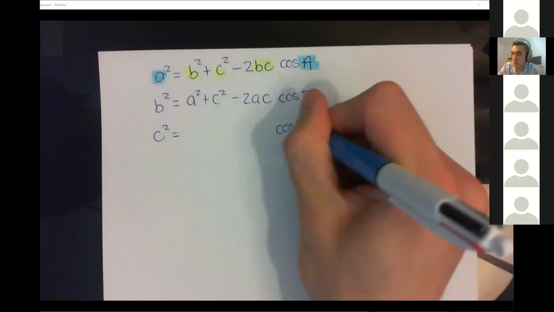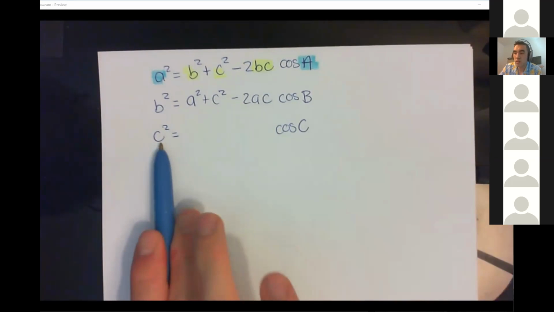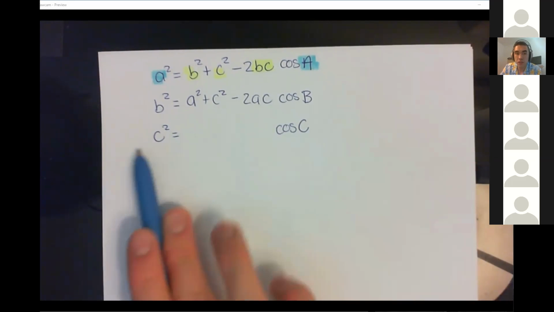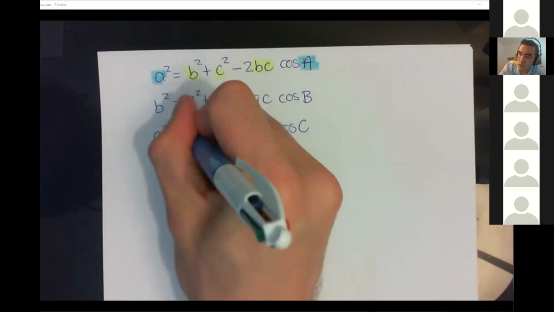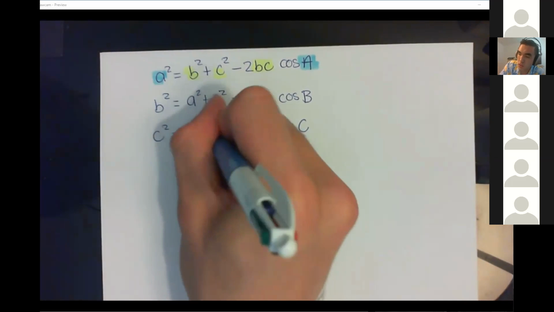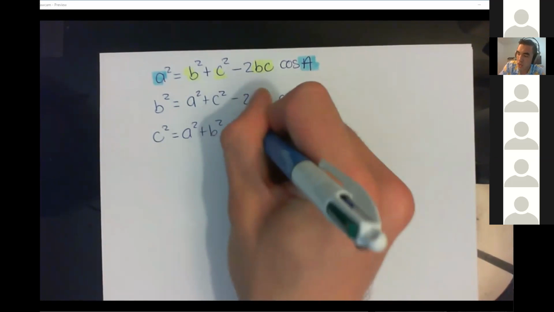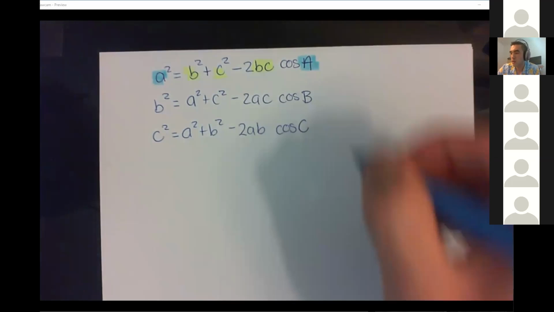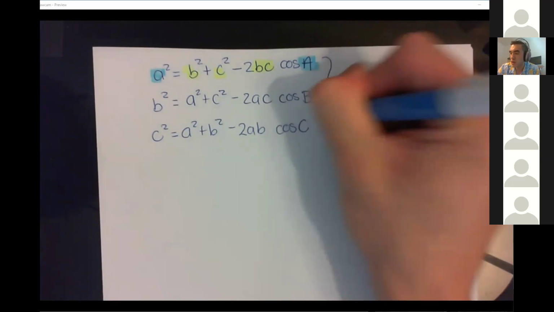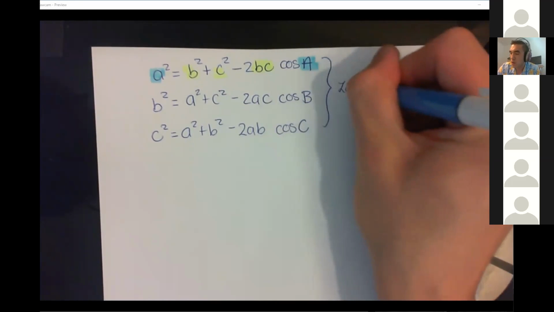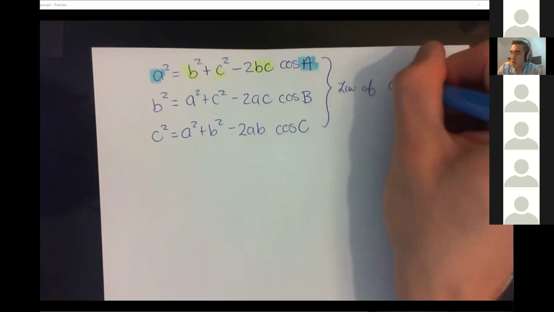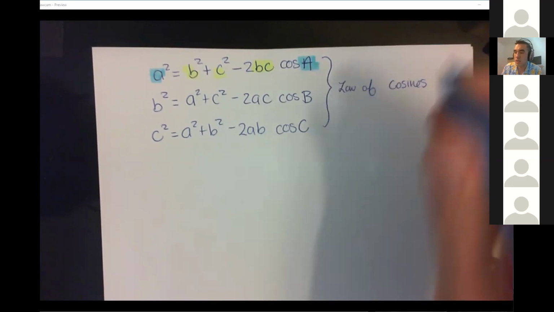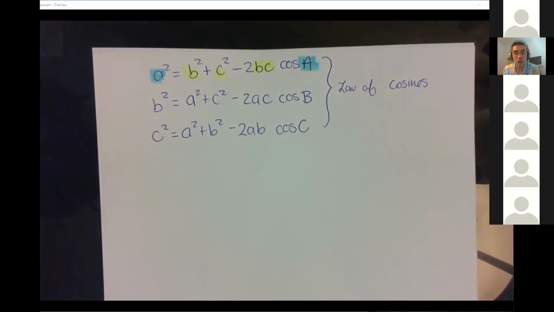C. Cosine c. And if this is c, then our other two letters are a and b. So c squared is equal to a squared plus b squared minus 2ab cosine c. Any one of these three is the law of cosines, and how you should think of it is that it is a modified version of the Pythagorean theorem.